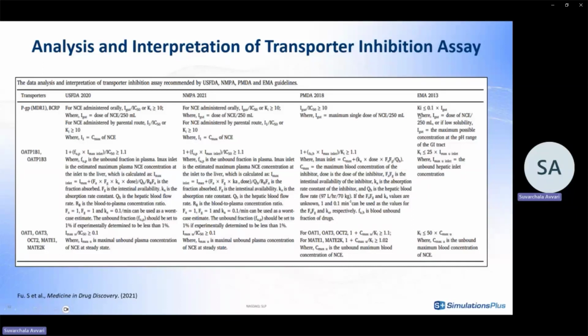And it is evident from the guidelines that for evaluation of transporter-mediated interactions, even though limits or acceptance criteria in terms of inhibition potential were provided for various transporters, a sound scientific justification may also be acceptable to these regulatory agencies.